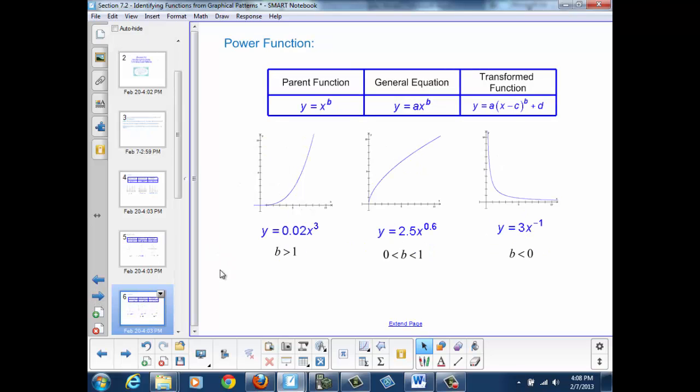A power function has three possibilities. If our power is greater than 1, it will be increasing, go through the origin, and be concave up. If our power is between 0 and 1, it will be increasing, go through the origin and concave down. If our power is negative, we will have asymptotes along both the x and y axes. The graph will be decreasing and concave up.